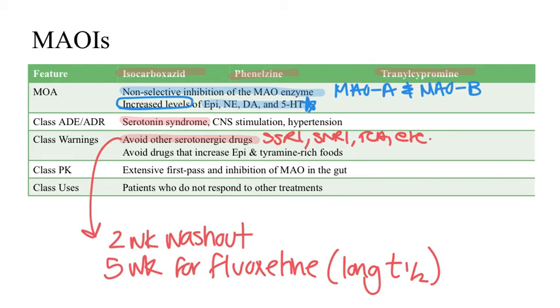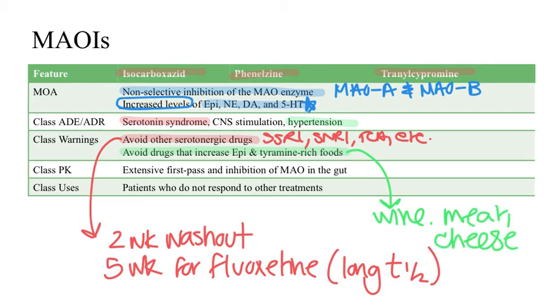Because MAO also metabolizes epinephrine and norepinephrine, the increased levels of these neurotransmitters can result in hypertensive crisis. So one of the class side effects is hypertension, and if MAOIs are administered either with drugs that increase epinephrine levels like phenylephrine, etc., or when given with tyramine-rich foods, which increase norepinephrine, and these include things like red meat, red wine, and unpasteurized and unprocessed cheeses, that can lead to the potential for a hypertensive crisis. And so drugs that increase epi or tyramine-rich foods should be avoided.